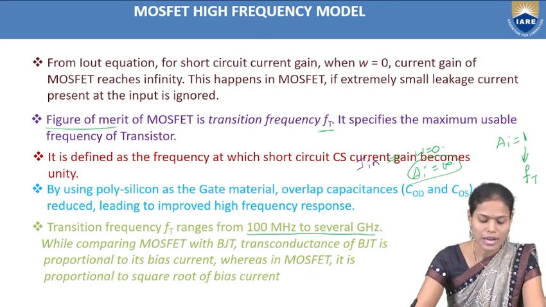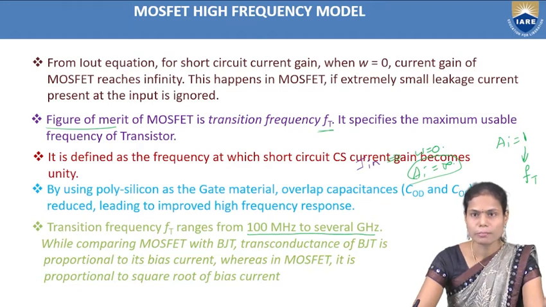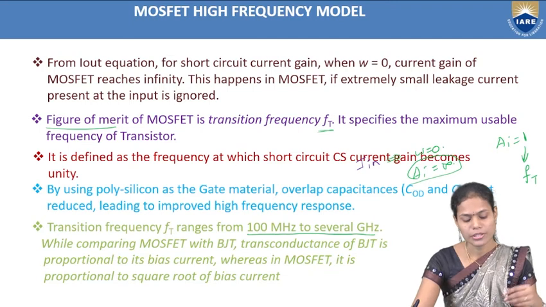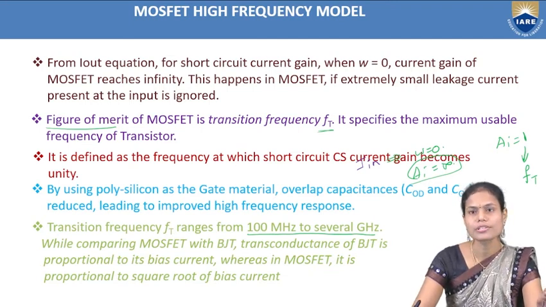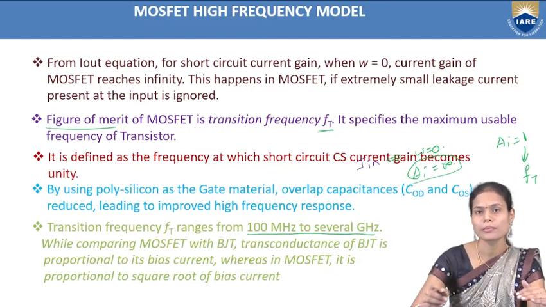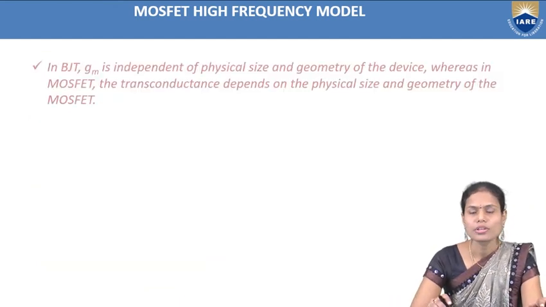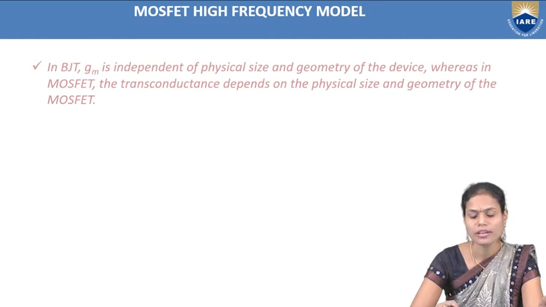So if we compare the MOSFET fT, that is transition frequency, with the BJT: the transconductance of BJT is directly proportional to its bias current, but in the case of MOSFET, it is directly proportional to the square root of the bias current. That is the basic difference between the BJT and the MOSFET. Also, in the case of BJT, the transconductance is independent of the physical size as well as geometry of the device, but in the case of MOSFET, the transconductance depends on the physical size as well as geometry of the MOSFET.